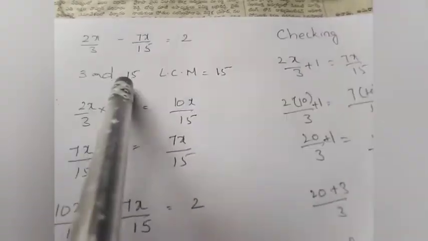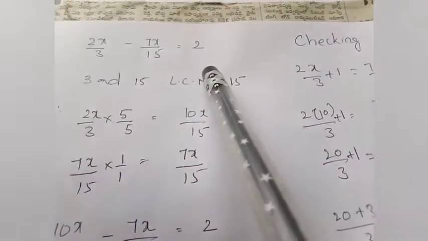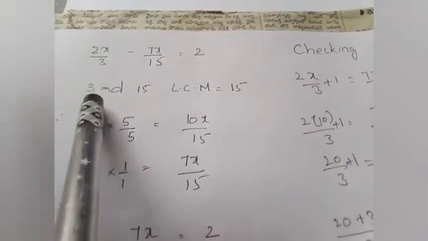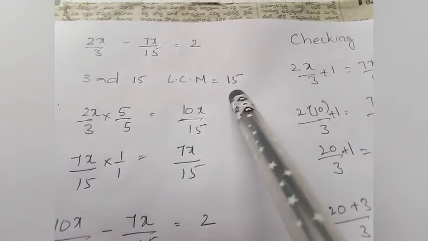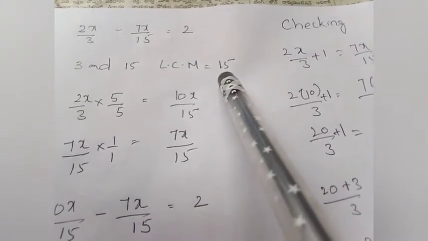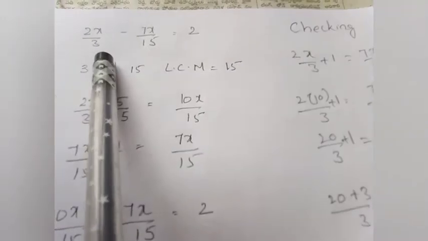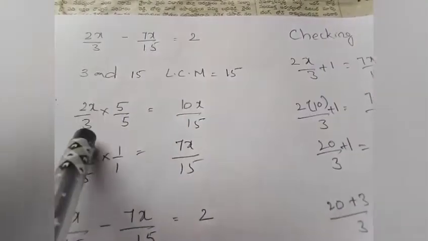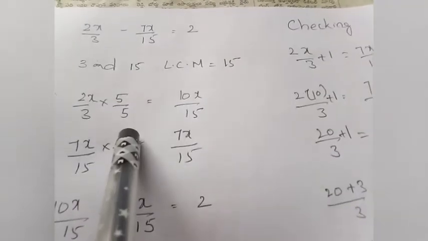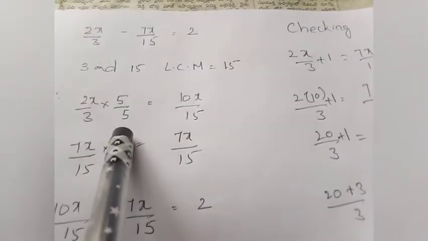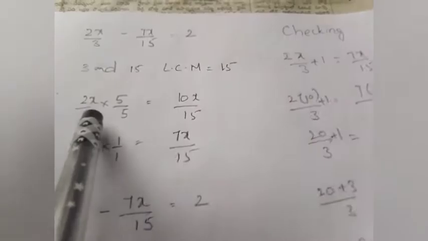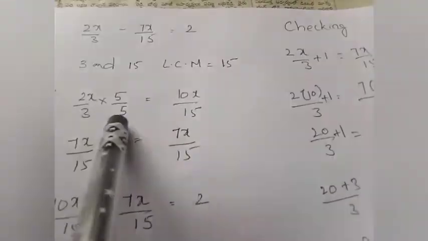Now see here, 2x by 3 minus 7x by 15. For 3 and 15, the LCM is 15. We have to make the denominators equal. Here 3 is there; if you multiply with 5, it becomes 15. So 2x by 3 into 5 by 5. Whatever you are doing, you have to do to the numerator and denominator. So 2x into 5 is 10x by 3 fives are 15.